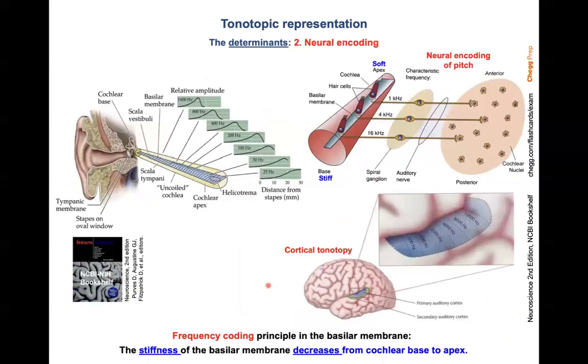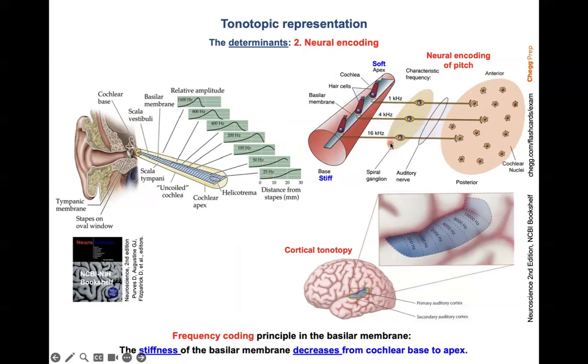Now to the second principle of tonotopic representation, neural encoding. Assume we have a sound wave with 1.6 kilohertz. So it causes the traveling wave, which peaks at a point in the basilar membrane, which is connected to a neuron that also codes for 1.6 kilohertz. If the traveling wave reaches the peak at 800 hertz, we have here a neuron that codes for the frequency of 800 hertz, and so on and so forth for the other frequencies as we see here. So this is the second principle, neural encoding.